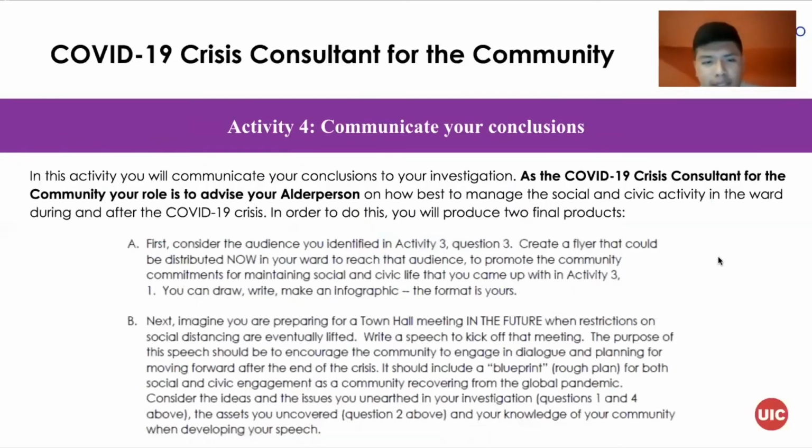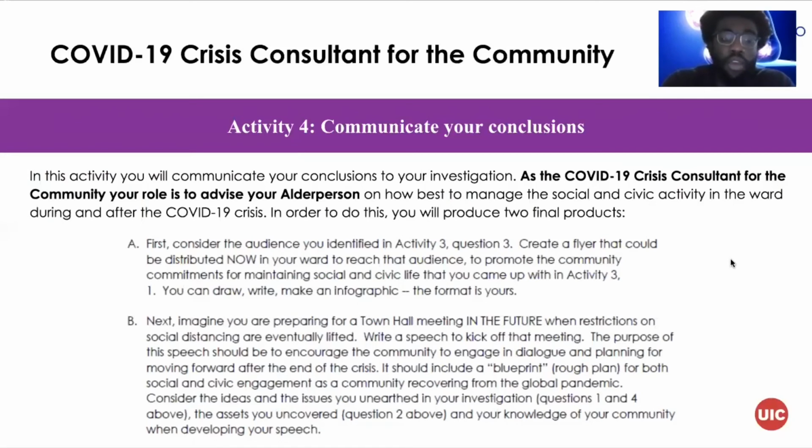We can move on to the next slide. So this is activity 4, the conclusion. In this activity, you'll be getting a little bit creative, so you might need some markers, crayons, and paper. You'll be taking on the role of the crisis consultant for your community, and your job is to advise the elder person on how to manage the social and civic activity in the ward during and after the COVID-19 crisis.